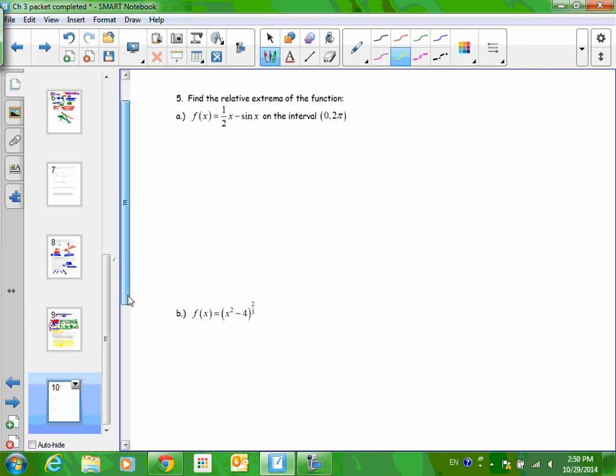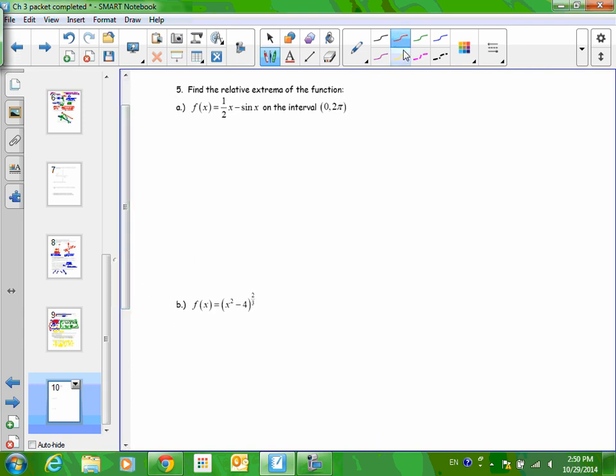All right, let's look at number 5. We got a trig problem. Control your enthusiasm. I know how much you guys love trig. So notice the directions here are just to find the relative extrema. So we don't have to do increasing and decreasing, but we're still going to do the sign chart, so it's pretty much going to be approached the same way.